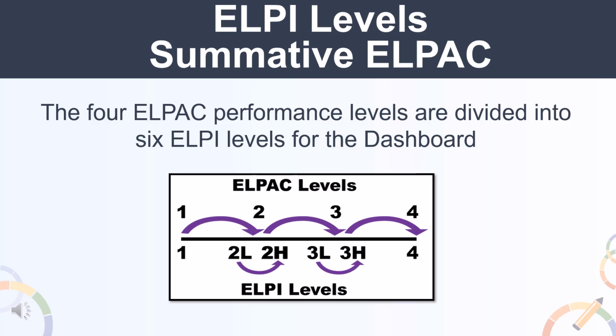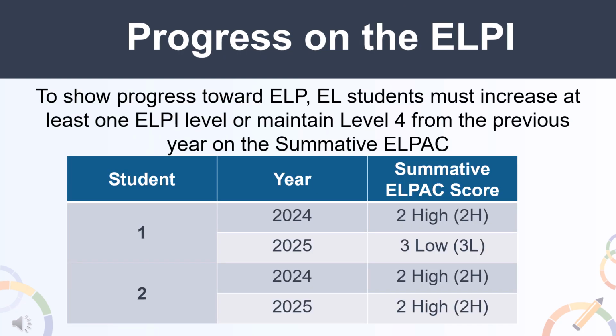The LP derives its levels from the 4 summative LPAC levels that EL students receive after completing the assessment each spring. These 4 LPAC performance levels are divided into 6 LP levels for the dashboard. Using 6 levels for accountability is intentional because it accounts for the average time students need to make progress towards gaining English language proficiency in the LP. To show progress towards English language proficiency on the LP, EL students must increase at least one LP level from the previous year or maintain a level 4 from one year to the next.